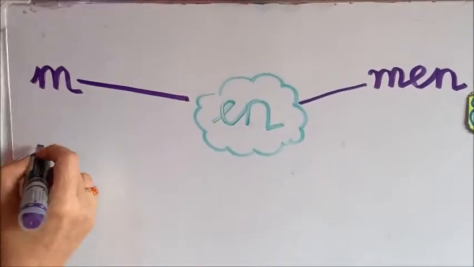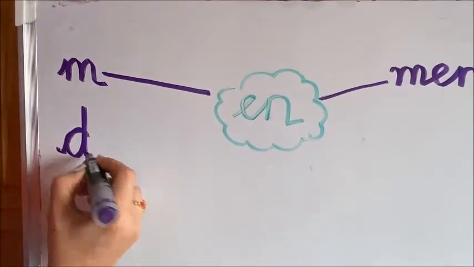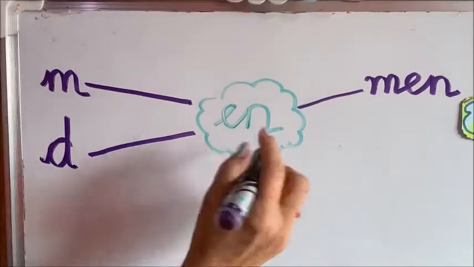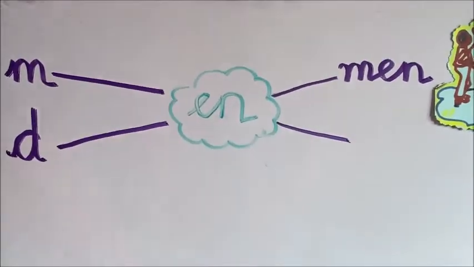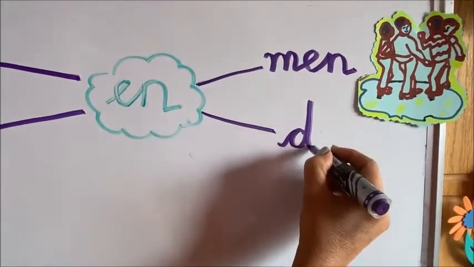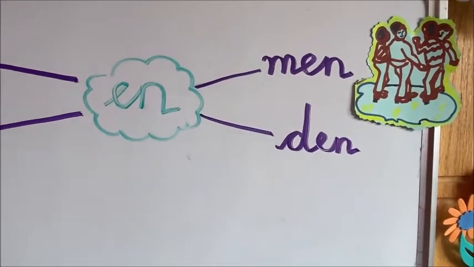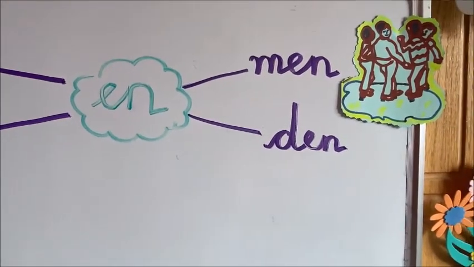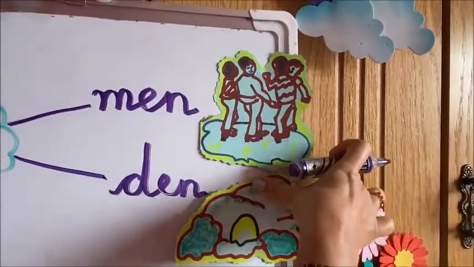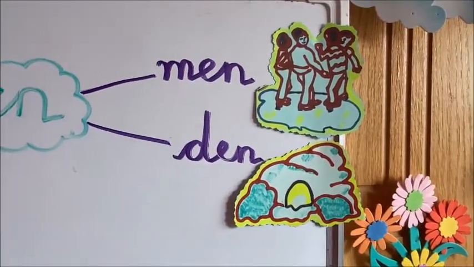Next one, it brought the D bubble, isn't it? With D, the N, what does it give? It gives D, N, den. So here you write D, N, den. And what did I say den is? Den is a place where the lion lives. It is like a cave. Inside this, the lion lives. You can find this den in a forest.